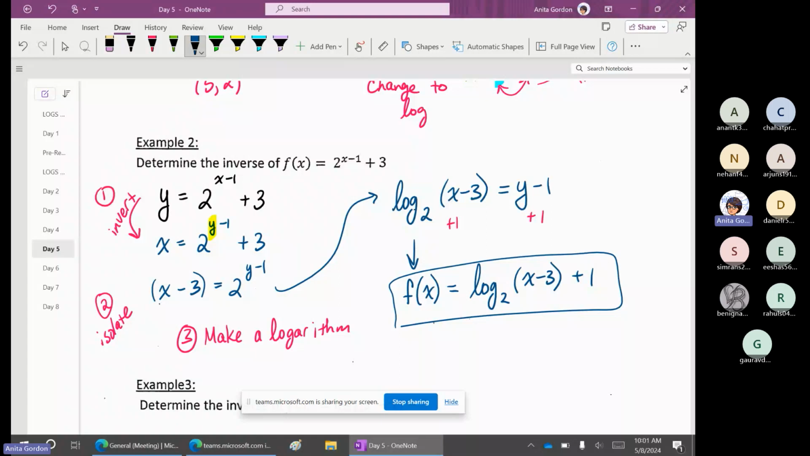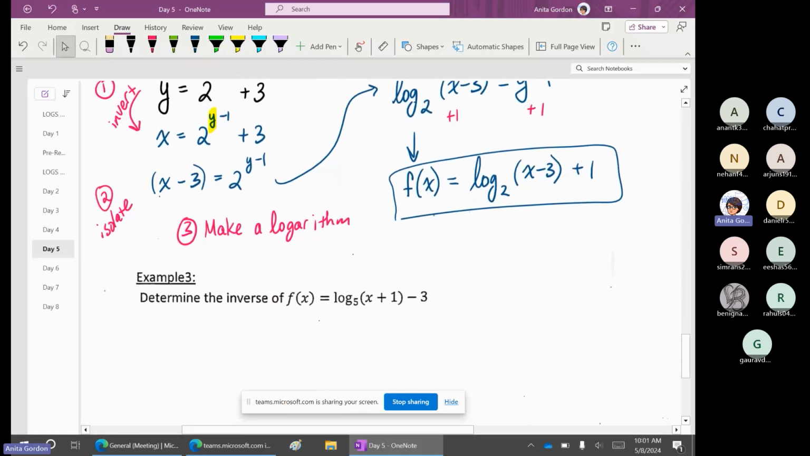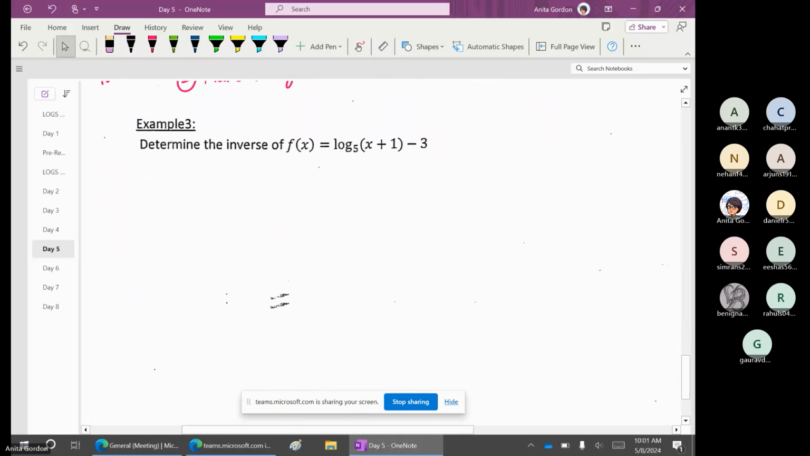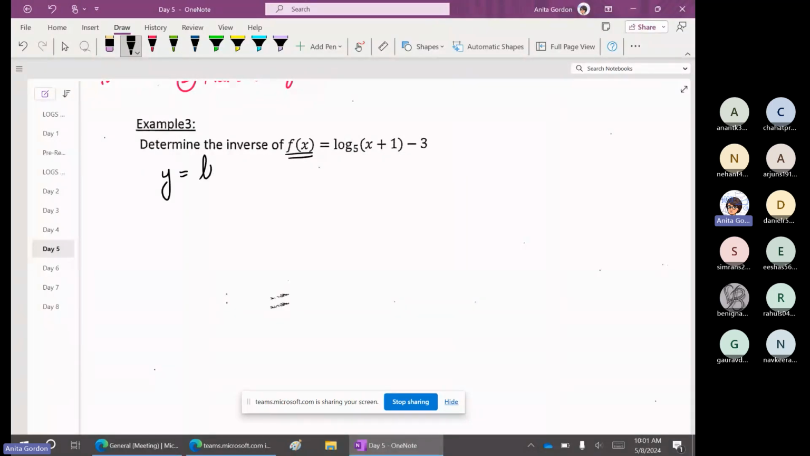Okay, so we write it in a way that we recognize. We swap the positions of x and y, and then we get y by itself. Okay, let's take a look here. Determine the inverse of f of x equals blah, blah, blah. Okay, so let's rewrite this as a y just to make life a little bit easier for us. y equals log base 5 of (x plus 1) minus 3.